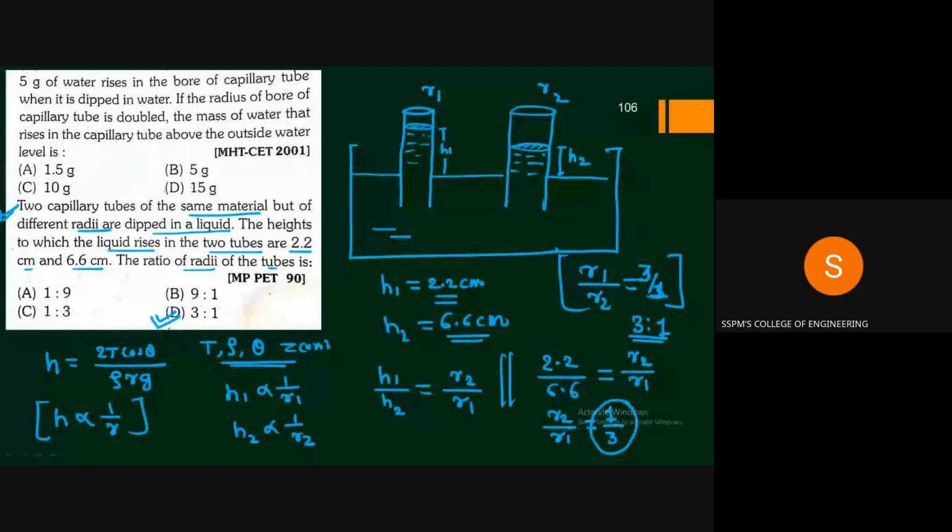So to solve this problem, the basic equation that we have used is for h, and we know that the height of the liquid in the glass tube is inversely proportional to the radius of the glass tube. From that you can write these two relations for h1 and h2, and then take the ratio h1 upon h2, which is equal to r2 upon r1, and we need the ratio r1 upon r2. So just take the inverse. So it is 3 is to 1.